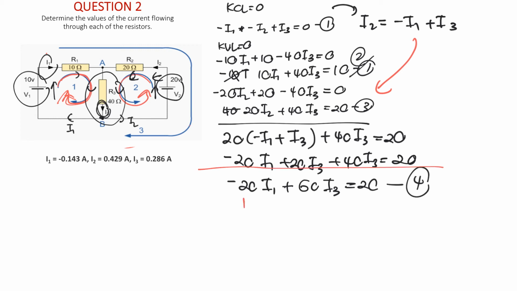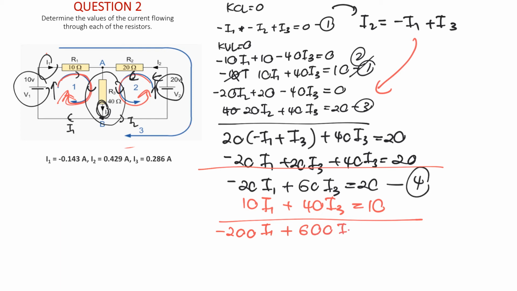So it's going to be 10 I1 plus 40 I3 equals 10. I'm using the concept I showed you before, where I multiply with this one and this one. So here I'm going to get negative 200 I1 plus 600 I3 equals 200.